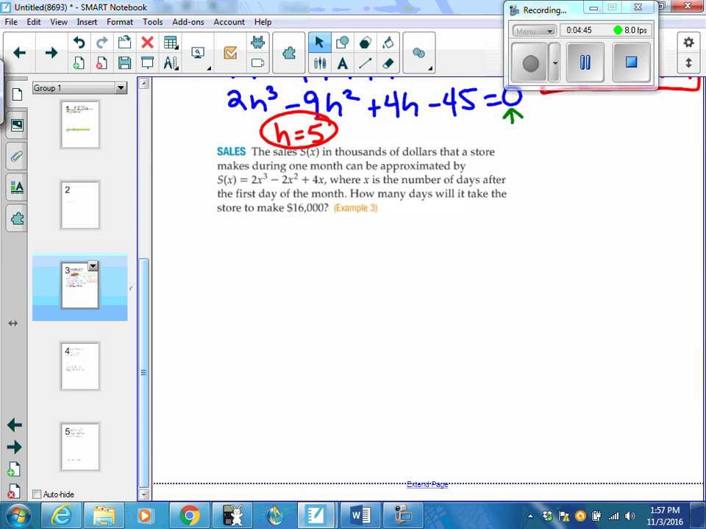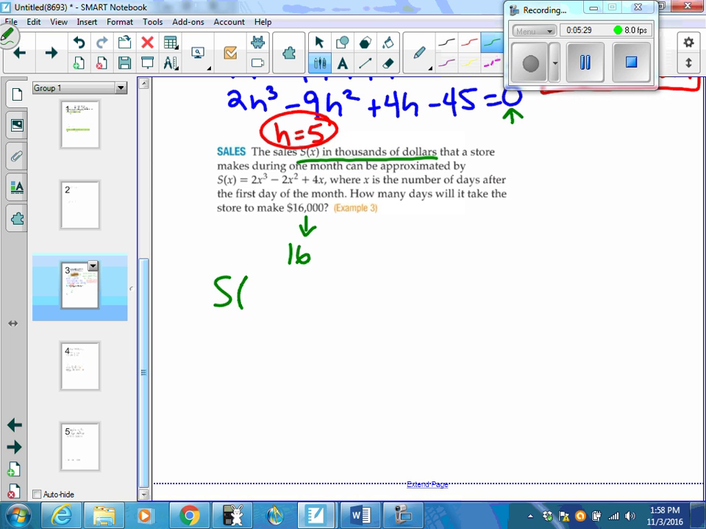Looking at example 2, very, very similar problem. You have to be careful with the wording though, because it says the sales S of X in thousands of dollars that a store makes during 1 month can be approximated by the function. x in the function is the number of days after the first day of the month. So that's basically telling me how many days it takes to make a certain number of dollars. We want to know how many days it will take to make the store $16,000. Keep in mind that S of X is in thousands of dollars already. So instead of using 16,000, we would want to change that to 16 because we know that's in the thousands.